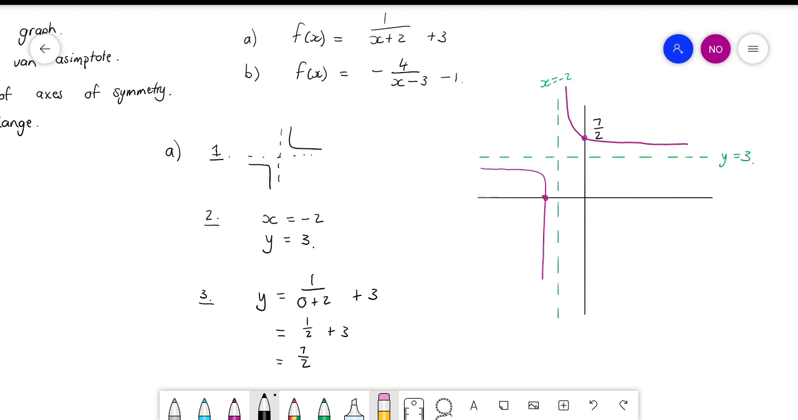Do you guys agree? It is a value bigger than 3. So it makes sense with the combination of the shape and the asymptotes that we know so far.